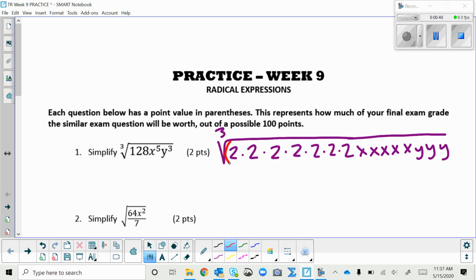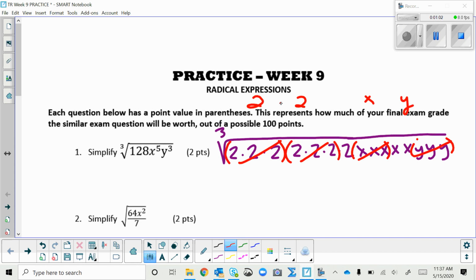So there's one group of 3 2's. So you're going to pull out 1, 2 for that group. And then here's another group. Pull out 1, 2. And then there's a group of 3 x's. You pull out 1 x for that group. And a group of 3 y's. You pull out 1 y.